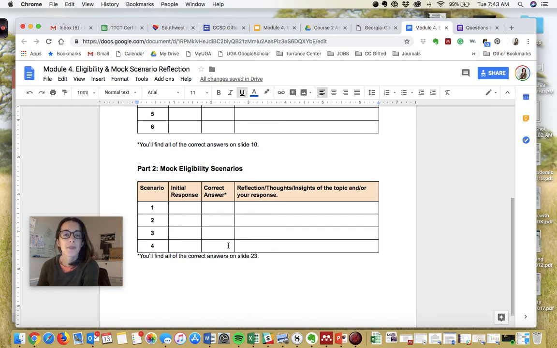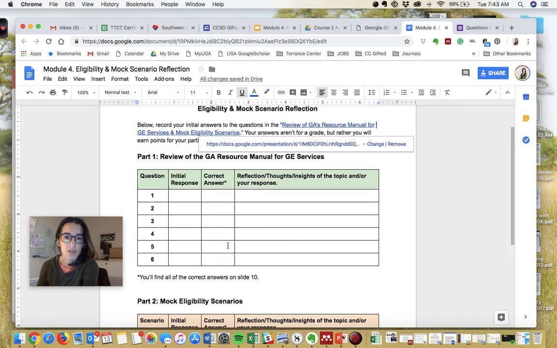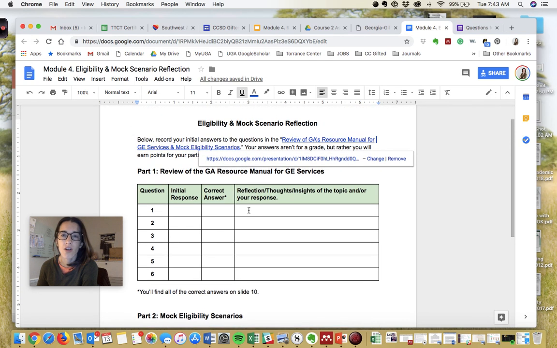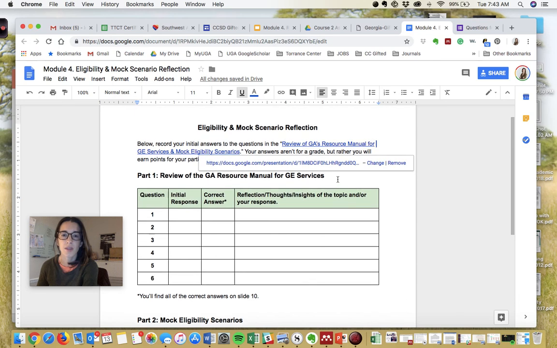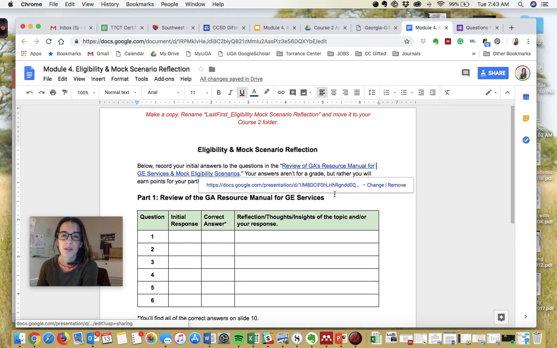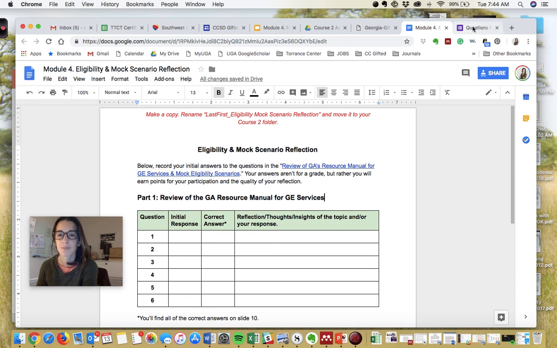But the questions that you have there mimic, or are very similar to, questions that you are going to see on your final exam. So make sure that you have bookmarked that presentation. And this reflection document, by submitting it, shows me that you have reviewed that resource and are therefore prepared for your final exam.